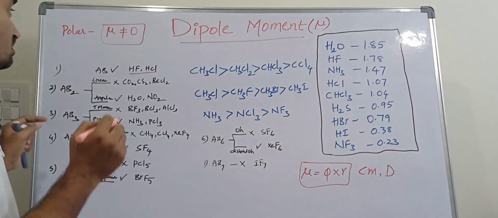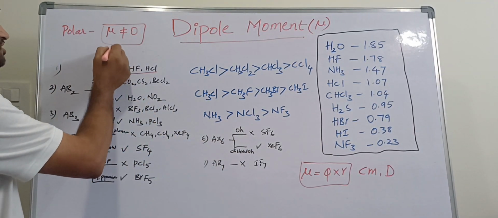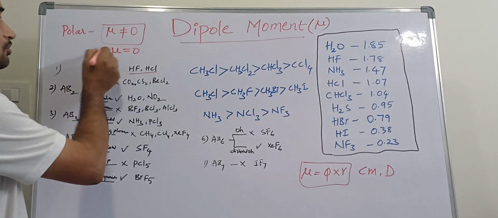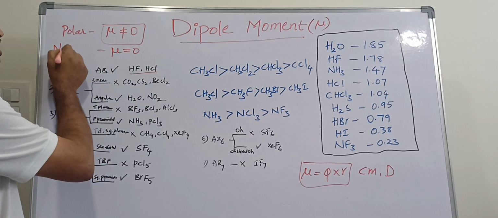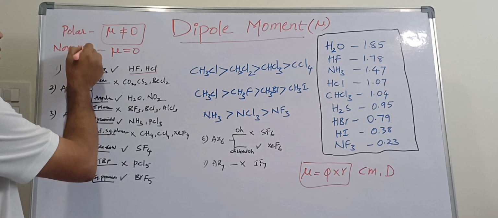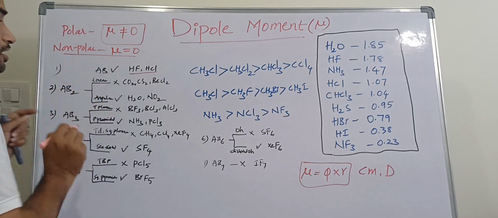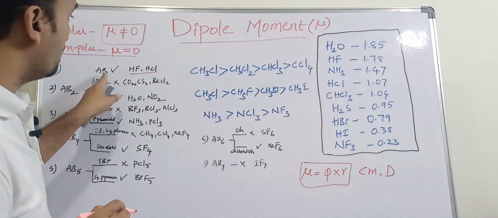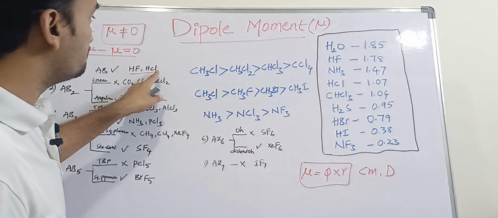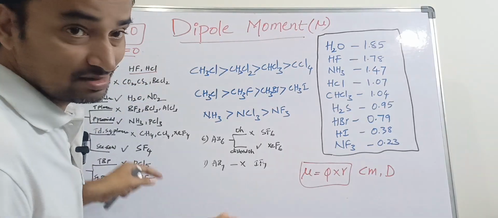The molecules which have mu equal to 0 are said to be non-polar molecules. Now in the AB molecules we have seen, HF and HCl, mu is not equal to 0, so they are polar.